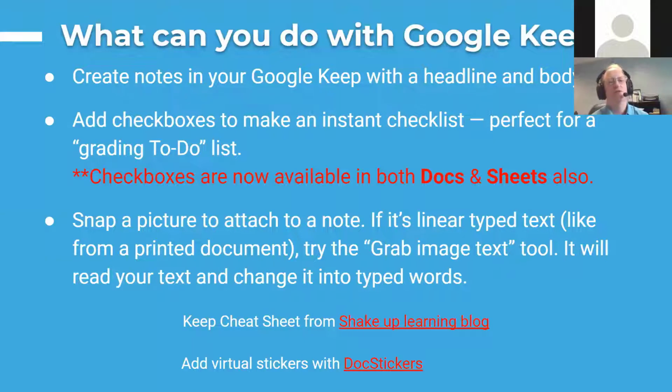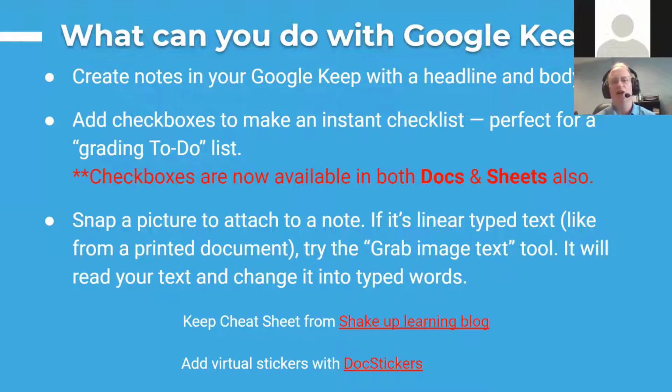So what can you do with Google Keep? Well, number one, you can create notes in your Google Keep with a headline and body text. So the idea is that you can add a checkbox to make an instant checklist, perfect for a grading to-do list, for example. You can snap a picture and then attach a picture to a note.